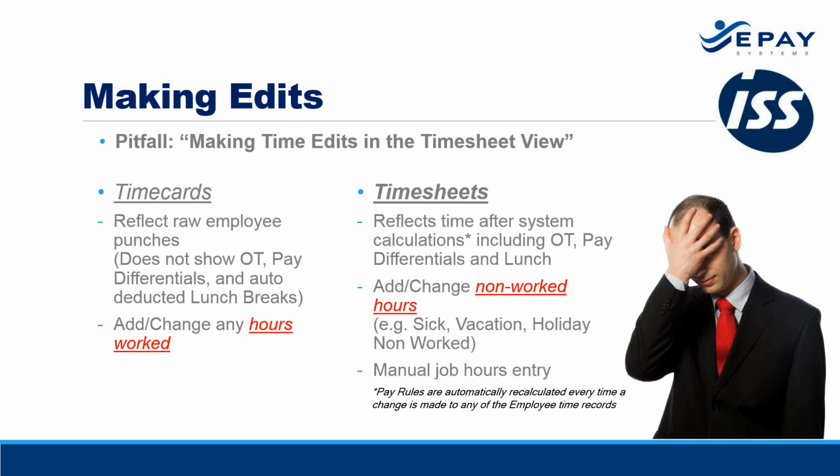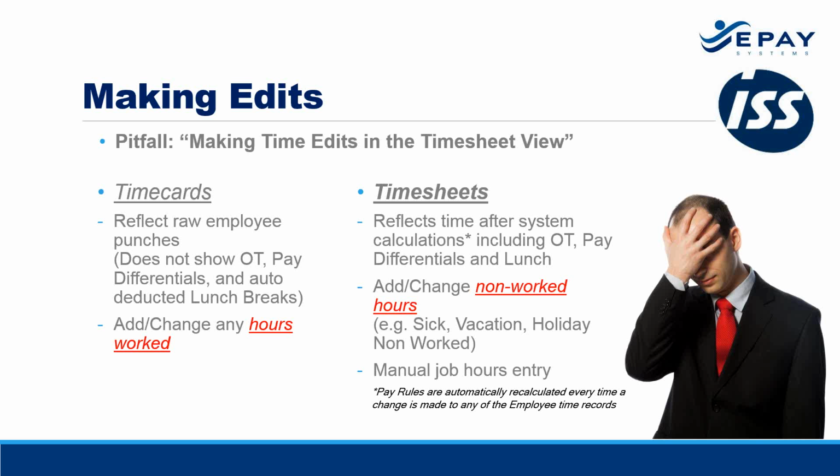If the employee punched in at 4:02 p.m., then it's going to show 4:02 p.m. as the clock-in time on the time card screen. If that same employee clocked out at 11:53 p.m., then 11:53 p.m. is going to be on the out punch. Bottom line, the time card side is strictly for adding or changing any worked hours. Hours worked only on the time cards.